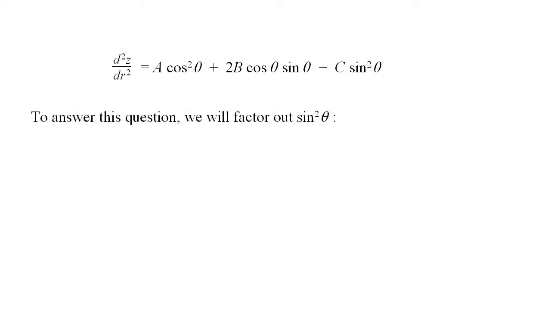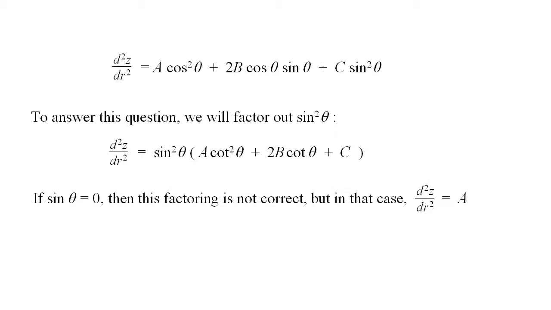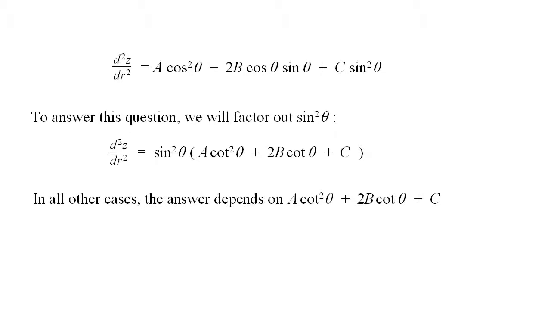To answer this question, we'll factor out the sine squared of theta, like this. If the sine of theta is 0, then this factoring is not correct, but in that case the second derivative is a, because the cosine of theta would then be 1 or negative 1, and we have cosine squared times a. In all other cases, the answer depends on that expression there. So let's consider that expression.